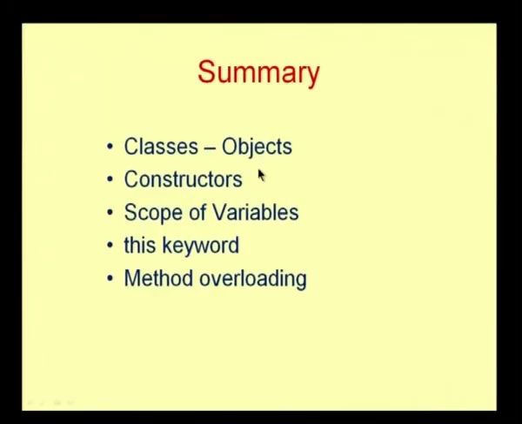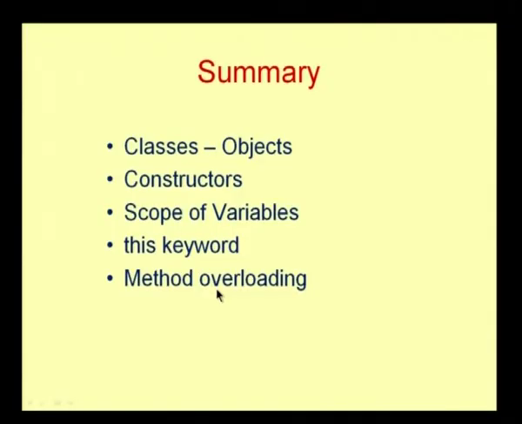Next we have also seen the scope of the variables. So scope of the variables, we have seen what is instance variable, what is class variable or static variable, and then we have seen the local variables. Next we have also seen how this keyword could be used, and then we have seen method overloading. So the other name for method overloading is your static polymorphism.